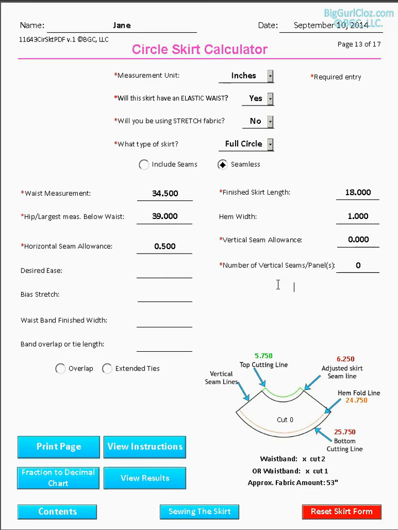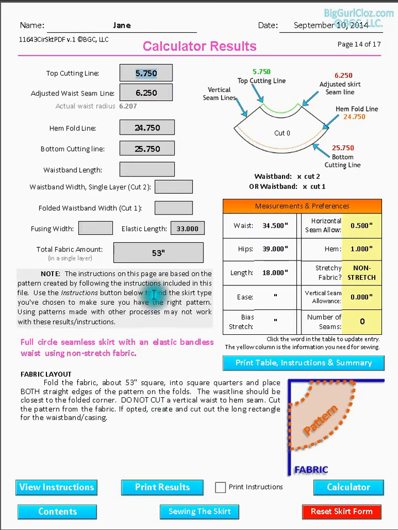Once all the required fields are filled in, the diagram in the lower right will show the measurements needed to draft the pattern. Click the View Results button. Note the measurements in the gray boxes. These are the numbers you will use to draft the pattern in conjunction with the draft instructions provided when you click the View Instructions button.